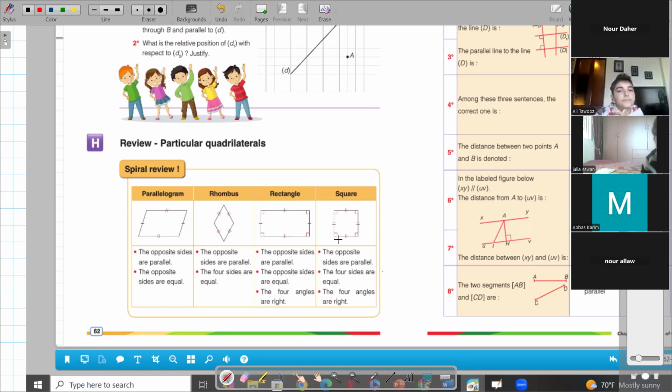Noor Dahir, the last one, the square. Okay, the opposite sides are parallel. The four sides are equal. The four angles are right. Okay, excellent. So as we said, the square is just like the rhombus. It has the opposite sides parallel and all the sides are equal, but the angles are right. Okay, it has 90 degree in all its angles.